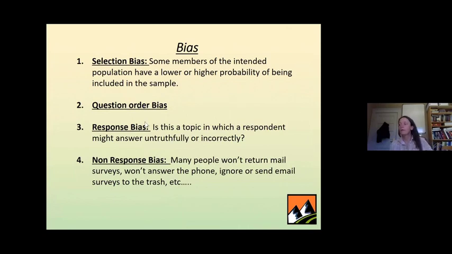Okay, and there are other forms of bias. Some members of the intended population have a lower or higher probability of being included in the sample. Response bias: is this a topic in which a respondent might be answering untruthfully or incorrectly? Or non-response bias: are the people who aren't responding to my survey different in some way? These are all really important when we're thinking about sample surveys and potential sources of bias.